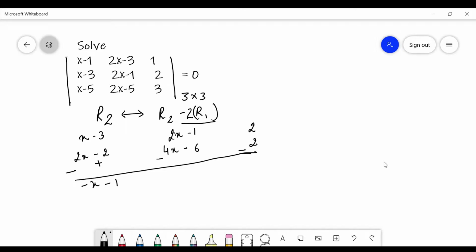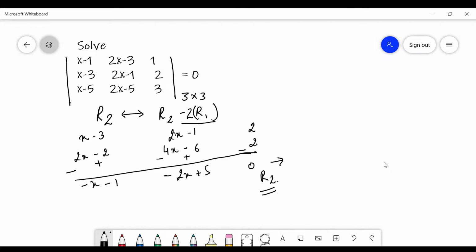Here I will get 2x minus 4x as minus 2x, and minus 1 plus 5 as plus 5, and 2 minus 2 as 0. So the new row which I formed here with the help of transformation is minus x minus 1, minus 2x plus 5 and 0.